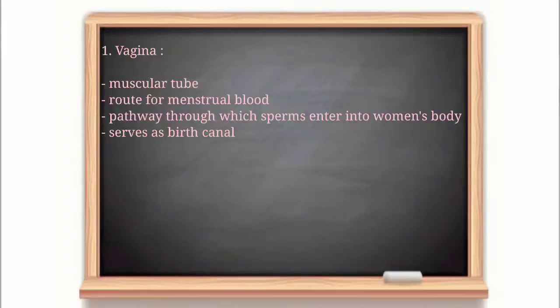The first one, vagina. It is a muscular tube which extends from the vaginal opening to the uterus. It provides the route for the menstrual cycle, right? Now, the process we term as menstruation, right?